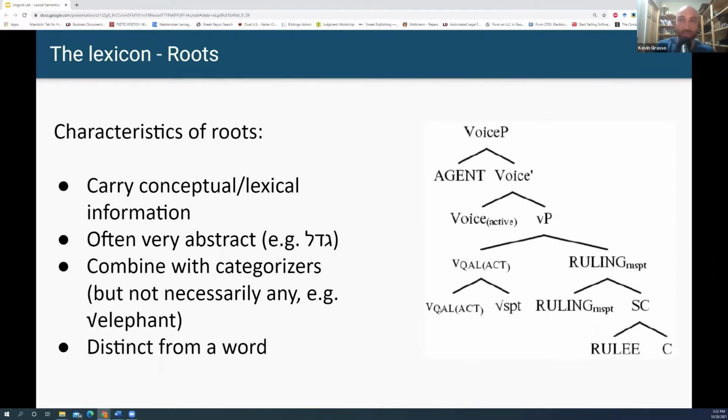But this is a specific kind of categorizer with a specific meaning, right? So you have the root that combines with this vowel pattern, and it spits you out a word, right? Shafat. Okay. So what's important is that roots are not the same as words. And this is often in the literature not talked about precisely enough.